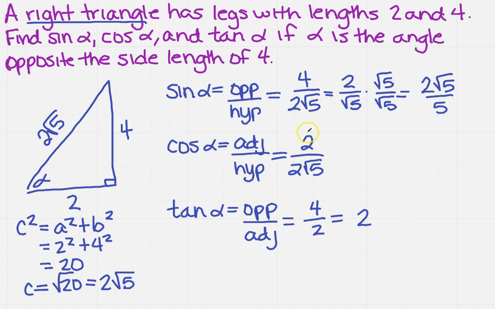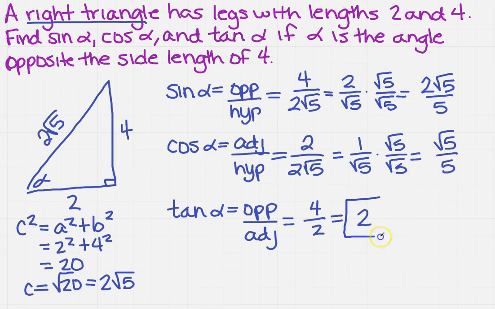Now on the bottom down here, I'm going to do the same thing. Those 2's are going to cancel, so that's going to be 1 over the square root of 5. So I'm going to multiply by the square root of 5 over the square root of 5 again. And this time I'm going to get the square root of 5 over 5. So we have our three answers. Make sure you remember who belongs to which one. And that's it.